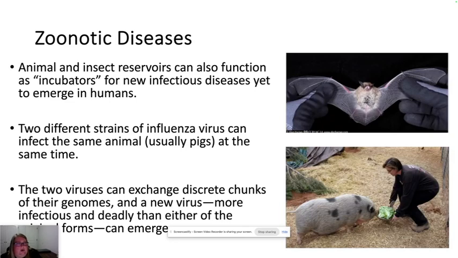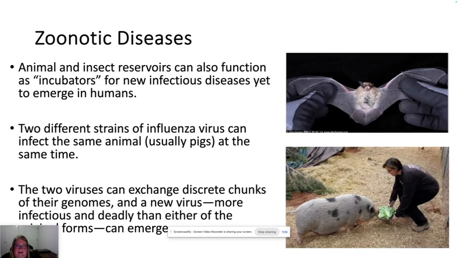Animal and insect vectors also function as incubators of new infectious diseases that we haven't seen yet in humans. An example of this would be a new strain of the flu virus. If we have two different strains of the influenza virus that infect the same animal, which happens a lot in pigs on pig farms, what can happen is that those two flu viruses can actually exchange parts of their genomes with each other, and make a brand new, never before seen strain of that virus.